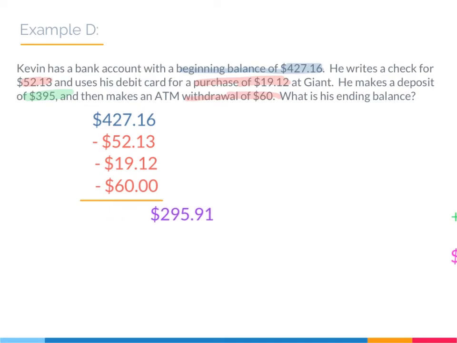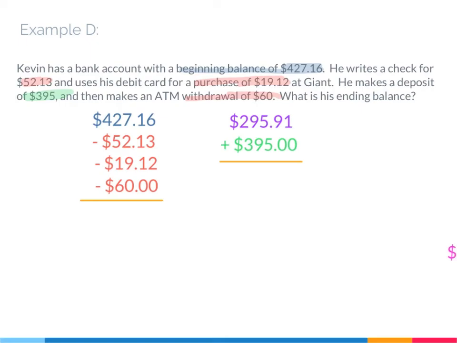Perfect. Now, that's all of the negatives, but he did put in a deposit of $395. So I need to take that amount of money, add to it the $395 that he deposited, and then that will give me his grand total. And when I do that, I get $690.91.